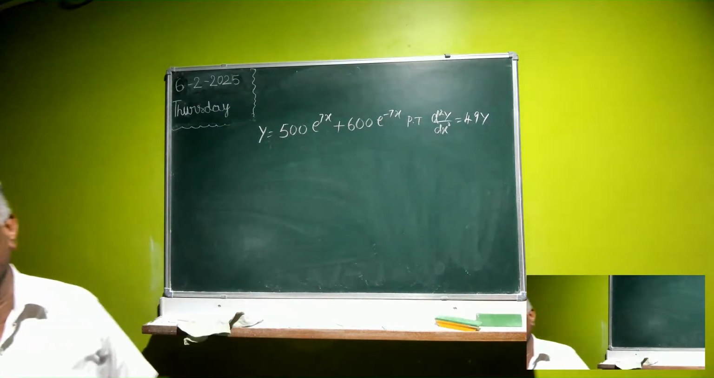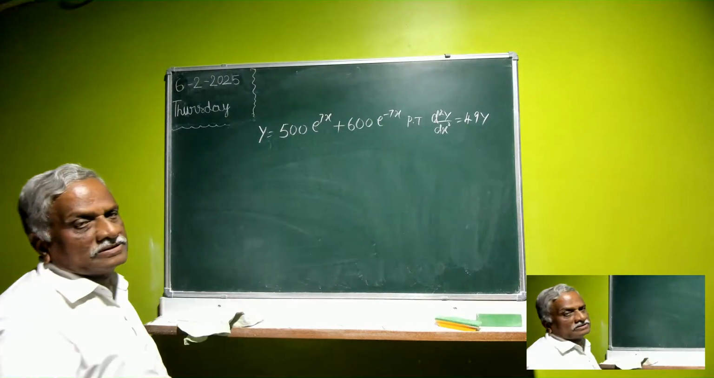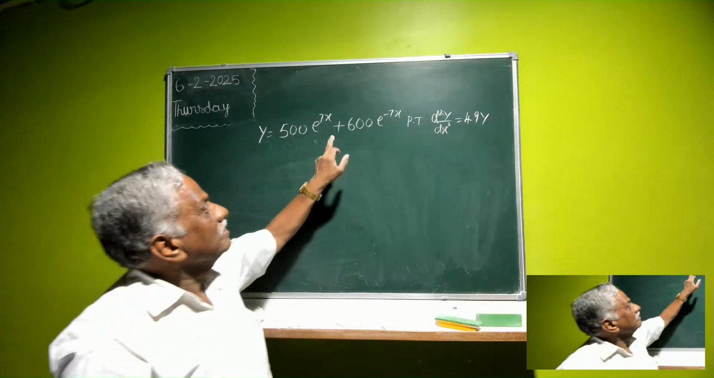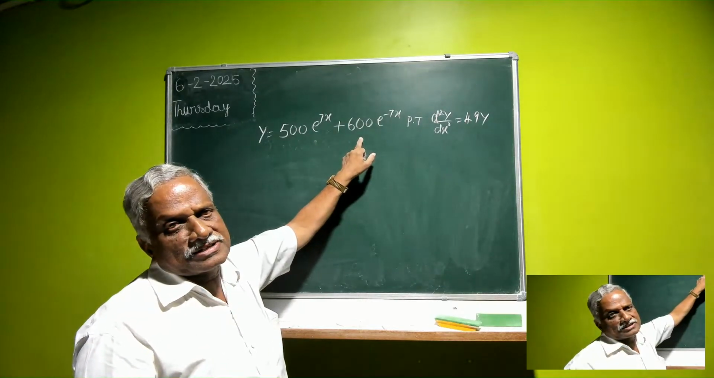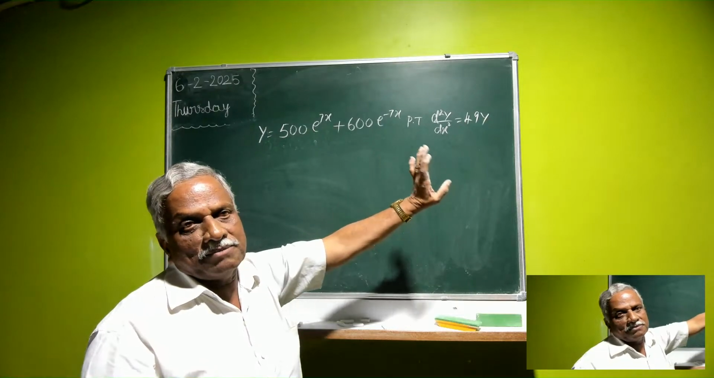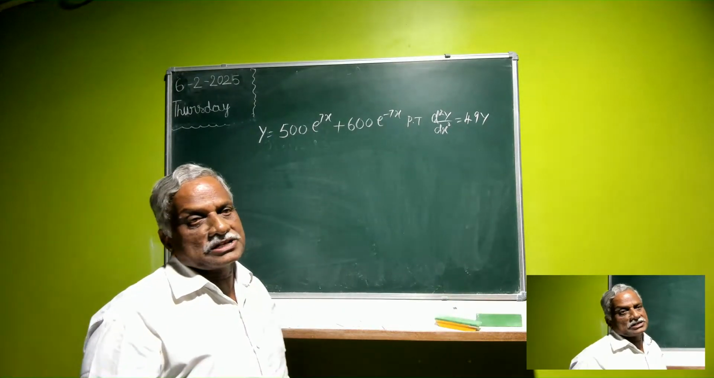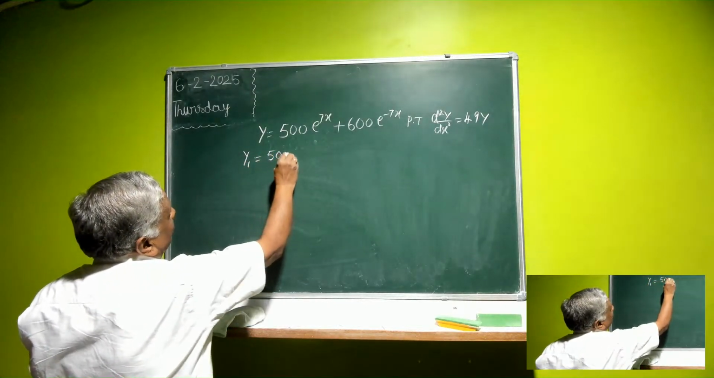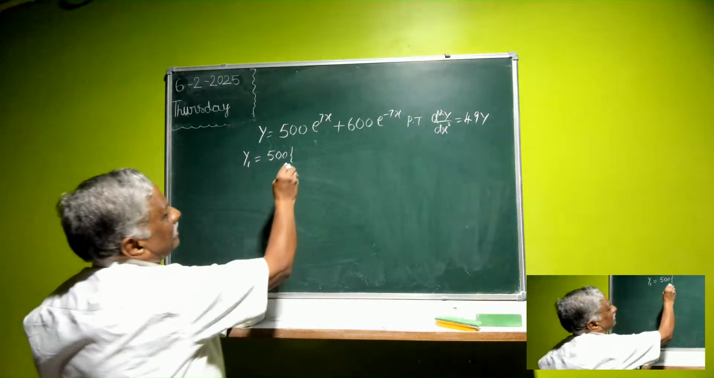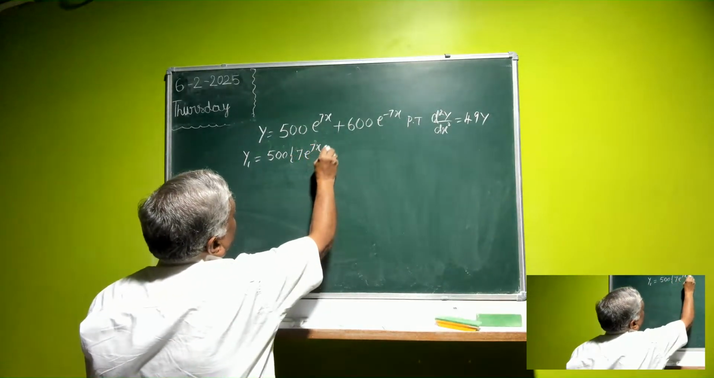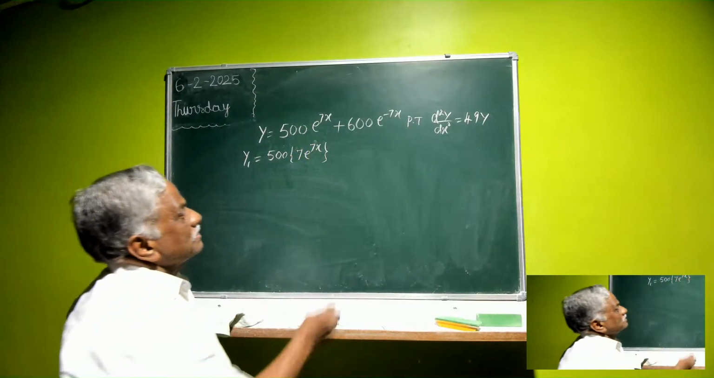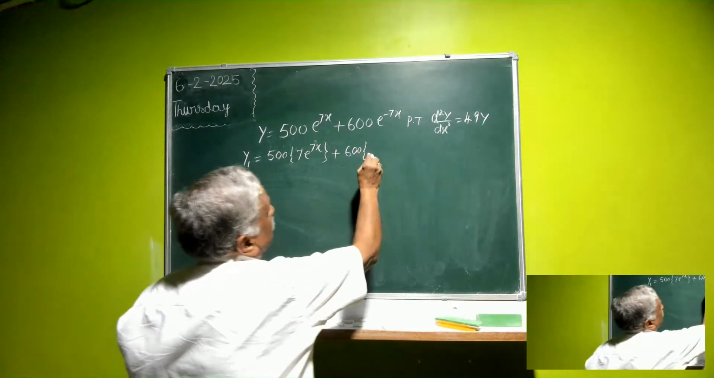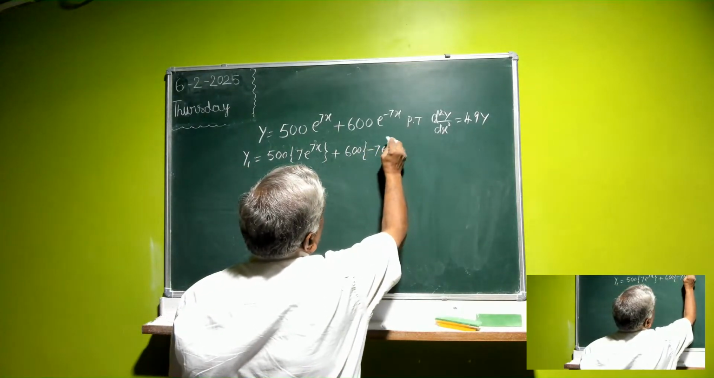The same problem we have repeated. So 500 is a constant. Product rule is not required. Here also 600 is a constant, but the two terms are separated by a plus sign, so you need to use the addition rule. So what is y1? 500 you keep as it is. It is 7 e to the power of 7x plus 600 as a constant. This minus 7 e to the power of minus 7x.